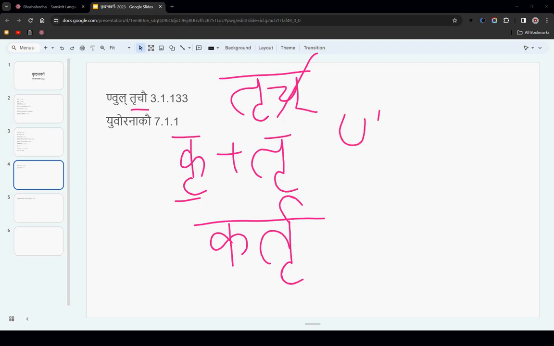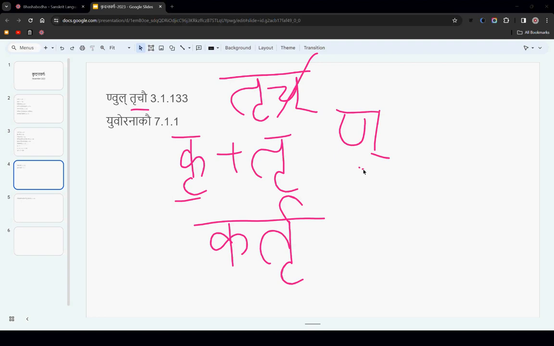See, that's why the na is not here. Otherwise, it would have become r. So we have just r here. Kartru. So what is kartru? Kartru means one who does, same thing as karaka. Kartru does something.